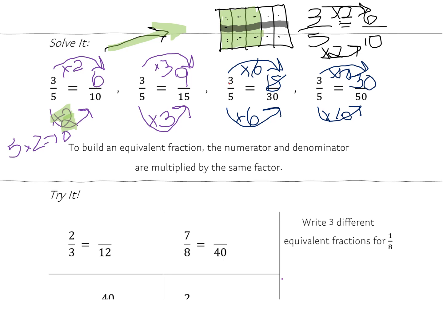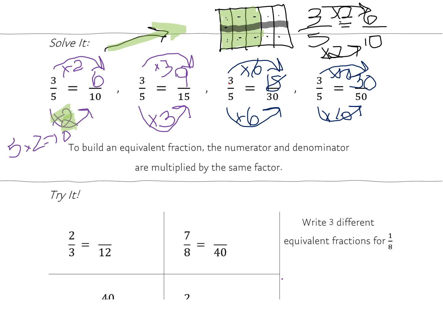So by looking at this, I can see that when I start with 3/5, I could rewrite it as a lot of different equivalent fractions. I could rewrite it as 6/10, 9/15, 18/30, or 30/50. These are all ways I could rewrite this as an equivalent fraction.